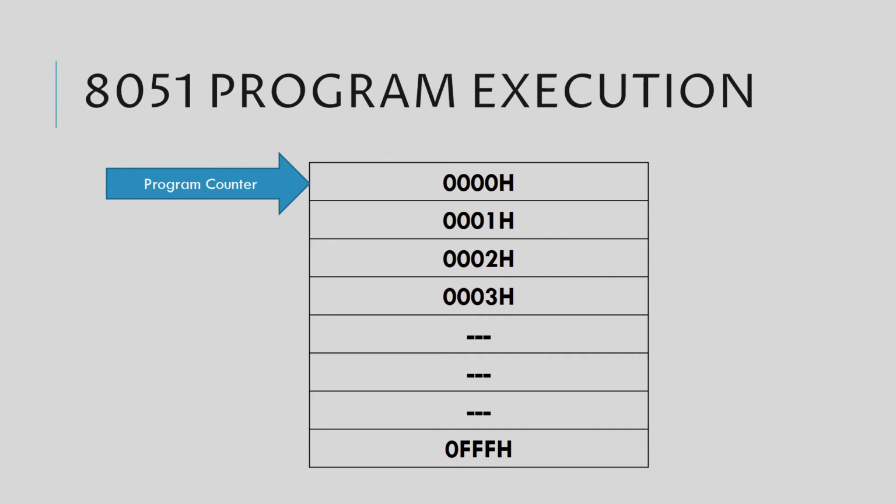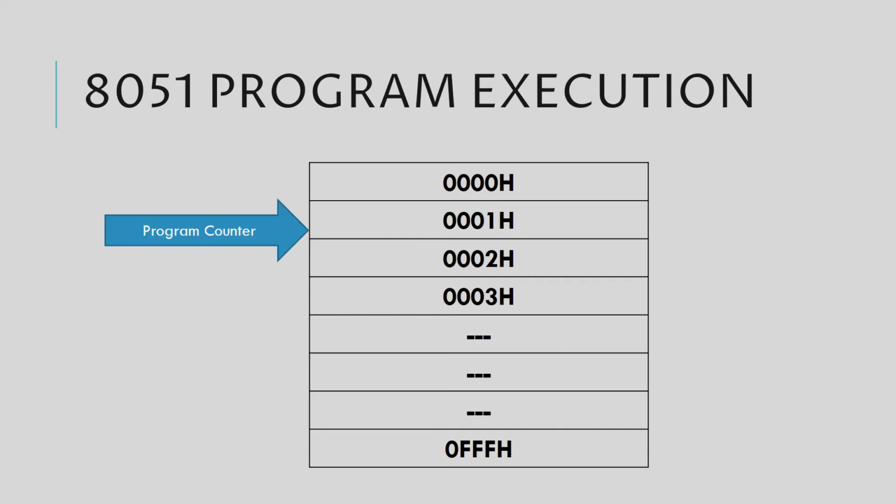So the program counter is a special register. It's a 16-bit register. It points to the first memory location. So here the first memory location will store a particular instruction. That instruction will be fetched and executed by the 8051's CPU. And when execution is finished, the program counter will get automatically incremented and will point to the next memory location, that is 0001. Similarly, it will go to the end of the program and it will come back to 0000. That's how the 8051 executes the program.